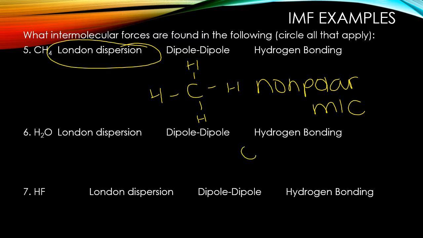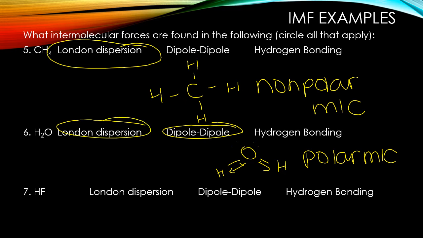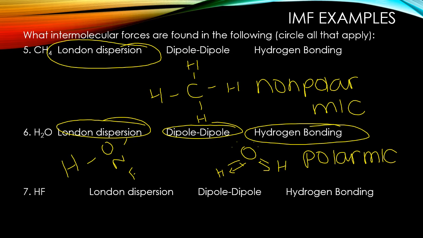Water. And I go to the electronegativity values. That is a polar bond. And they don't cancel out. Plus, there are lone pairs on the center, so it's a polar molecule. Dipole-dipole, London dispersion or van der Waals, and then hydrogen bonding happens when you have an H connected to an O, N, or F. Well, we have an H and an O, so hydrogen bonding, all 3.